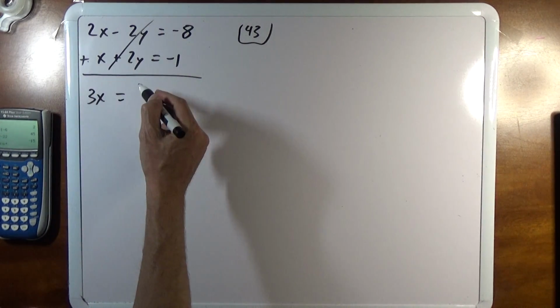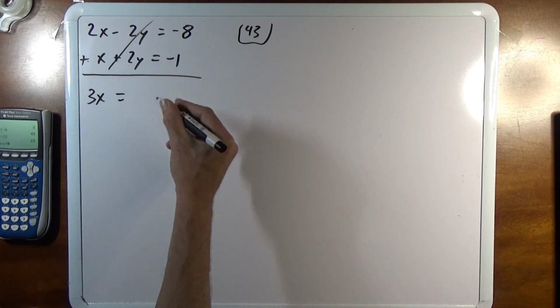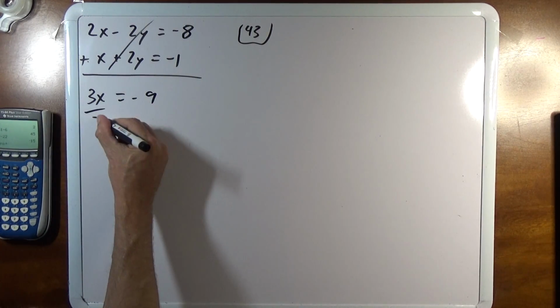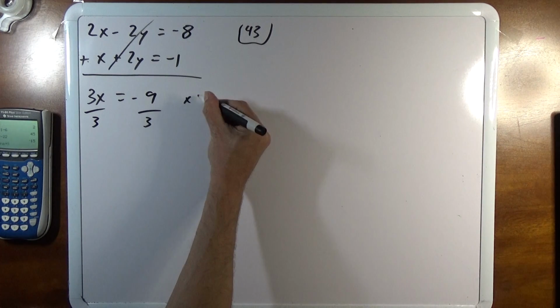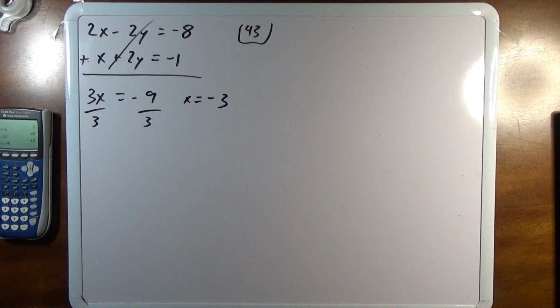So I'm adding. It's negative 8 plus negative 1, or negative 9. Divide by 3. X should be negative 3. Now I'll put that into either one of my original equations.